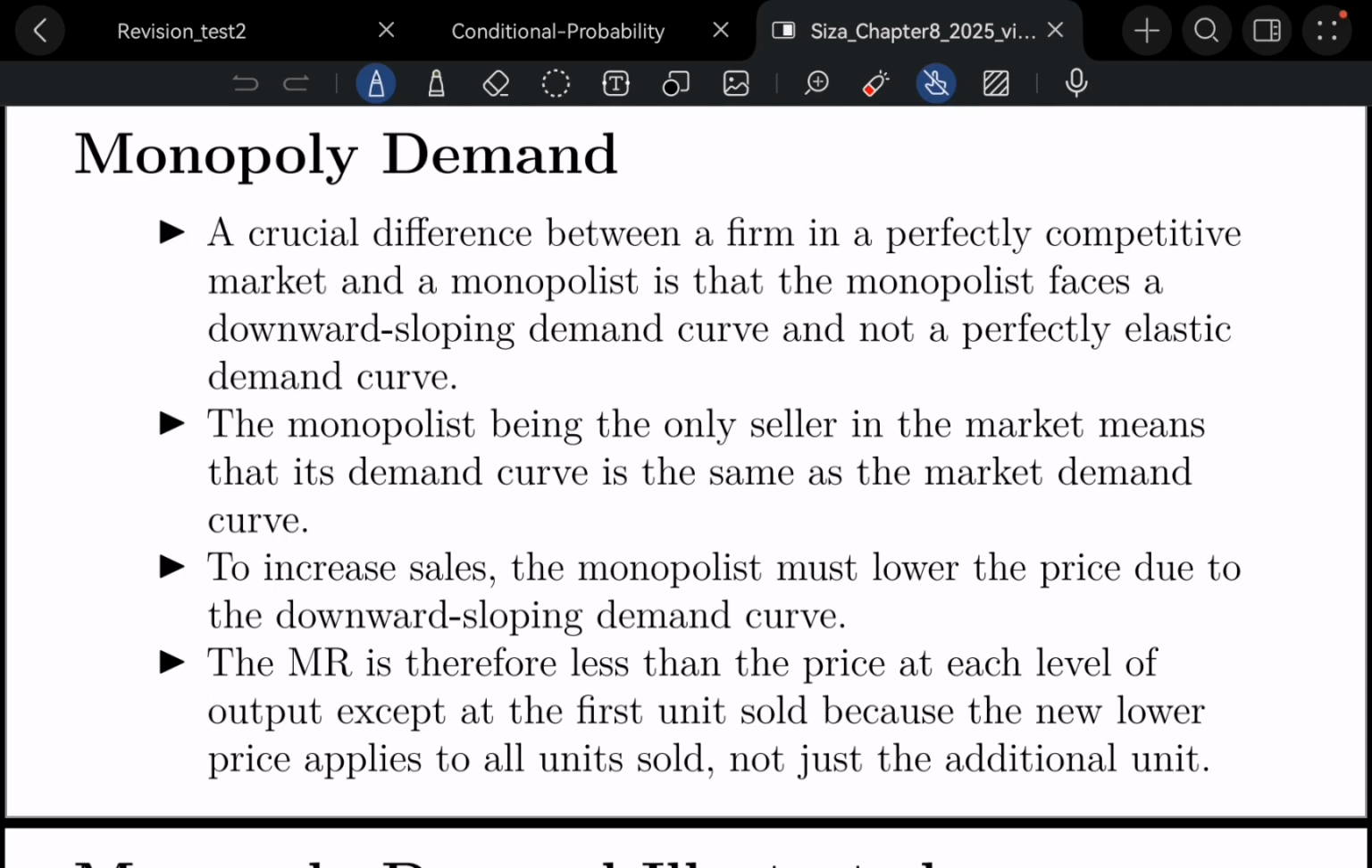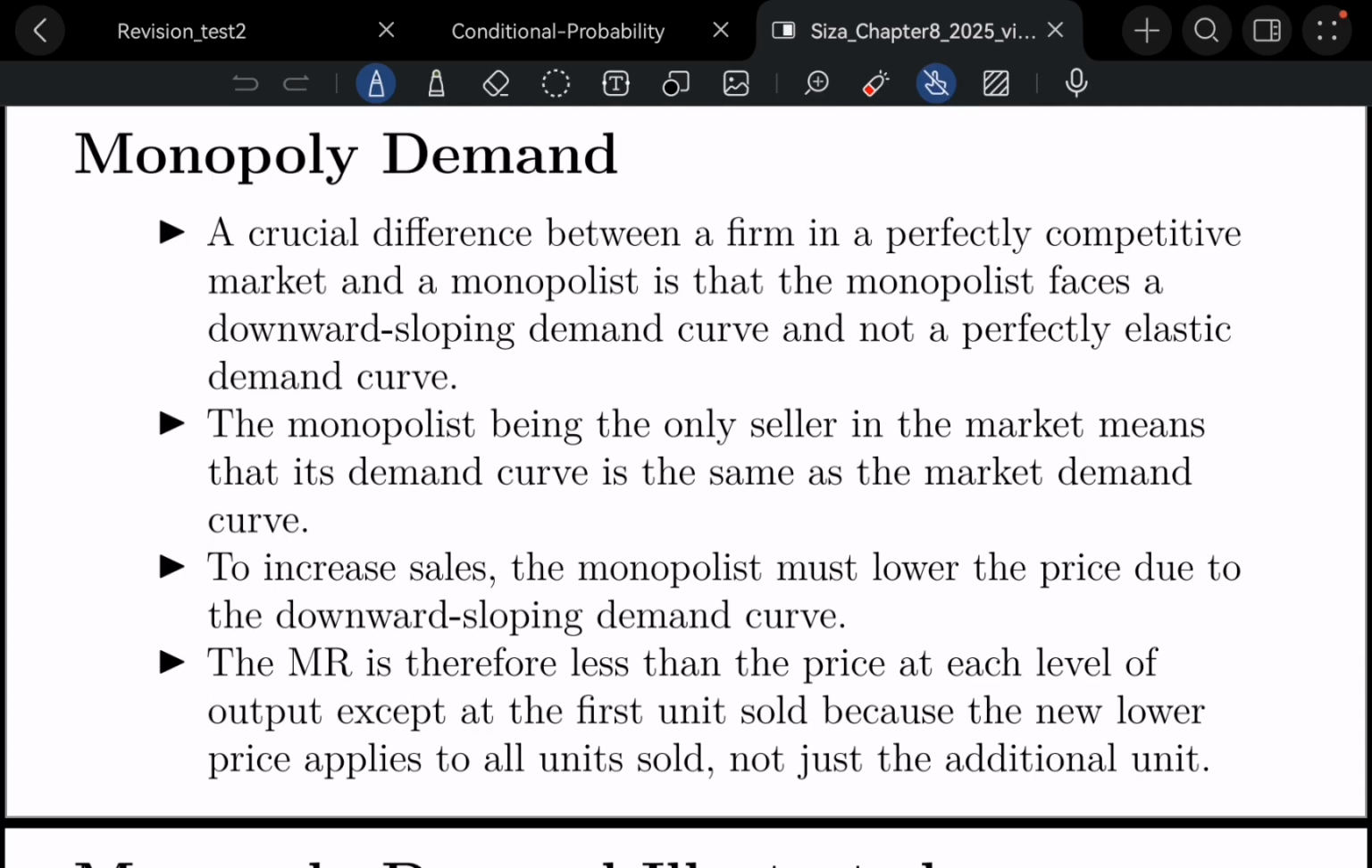Oh sorry, this demand curve has to be downward sloping. We know that the market demand curve or the industry demand curve is downward sloping. And if you want to sell more goods when you have a downward sloping demand curve, you have to reduce the price. So for the monopolist to sell more goods on the market, they have to reduce the price. And this also means that the marginal revenue will always be less than the price.